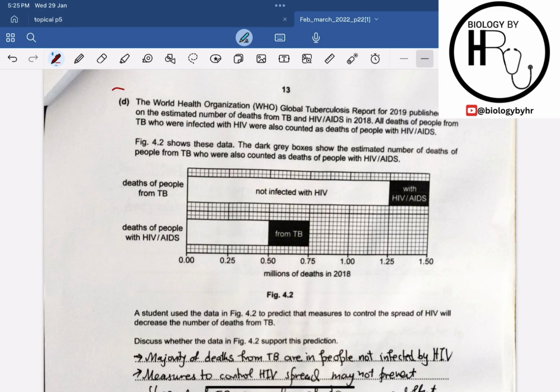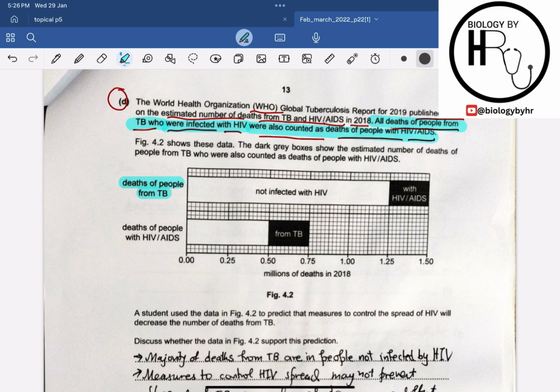Alright, so in part D, they are saying that the World Health Organization, WHO, published data in which they estimated the number of deaths from TB as well as from HIV in 2018. All deaths of the people from TB who were infected with HIV were also counted as deaths of the people with HIV. Alright, so basically we have to understand this statement: all deaths of people from TB who were infected with HIV were also counted as deaths of people with HIV, right?